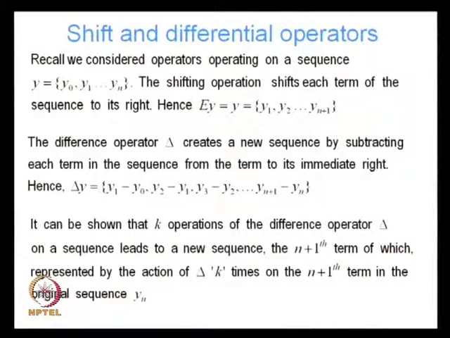It can be shown that k operations of the difference operator delta lead to a new sequence, the n plus 1th term of which is represented by the action of delta k times on the n plus 1th term in the original sequence, yn. So, the n plus 1th term in the original sequence is yn, because it starts from y0, and what I am saying is that if you operate k times, the resultant sequence is the action of delta k times on the n plus 1th term in my original sequence, which was yn.